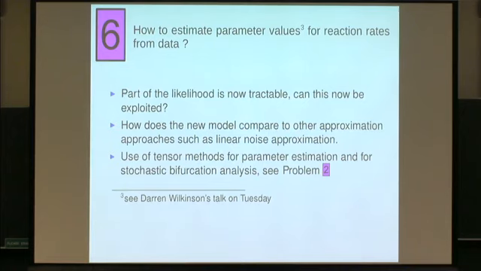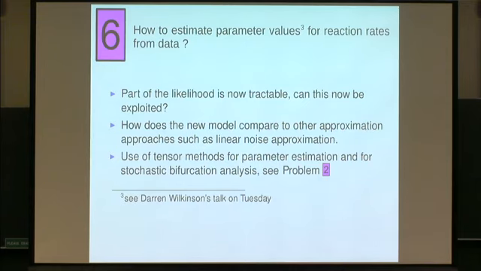So in terms of the model that I was speaking about before, he will explain, I guess, what these terms mean. But in the model that I described, which is sort of like a jump diffusion model, part of the likelihood is now tractable, and maybe we can exploit that in terms of doing parameter estimation. Another interesting question with respect to that model is how it compares with other approximation approaches such as the linear noise approximation?